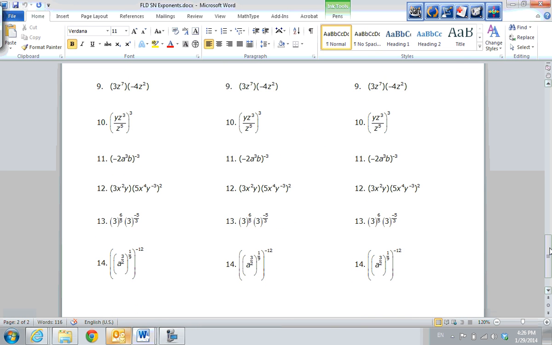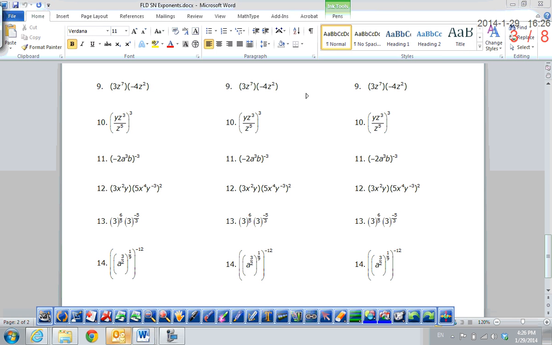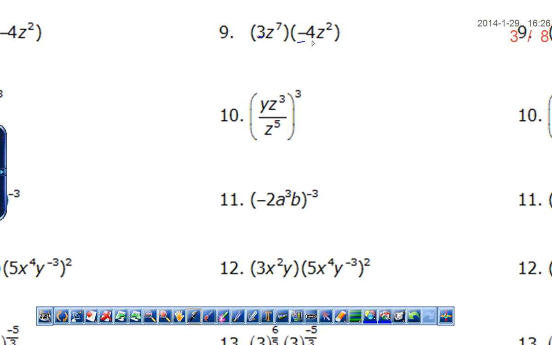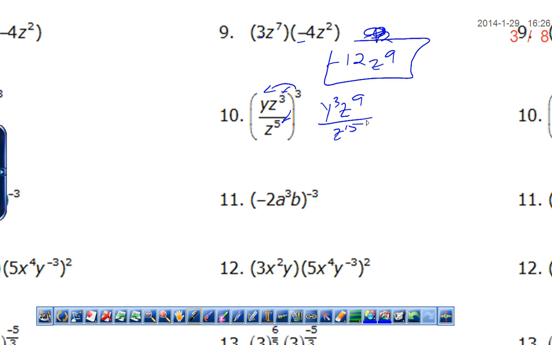And then the last few here are a little more challenging. They look menacing, but they're really not. Number 9, multiply 3 times negative 4, that gives us negative 12. And then z and z, that makes 9 because we add them. On number 10, there are kind of two ways to go about this. We could distribute. So I get y to the third, z to the 9th, and we're multiplying, z to the 15th. Then we've got to reduce this. So y to the third over z to the sixth. Wherever the bigger number is when we subtract, that's where it stays. So 15 minus 9 is 6, but it stays in the bottom.